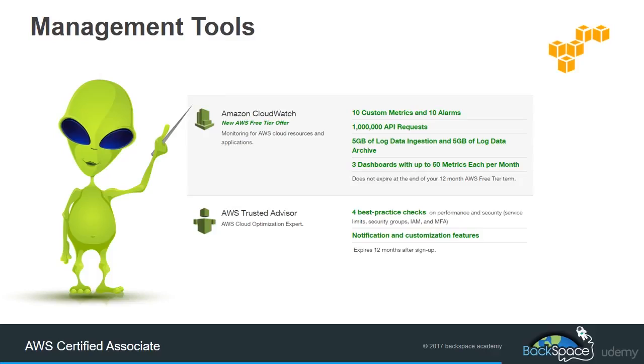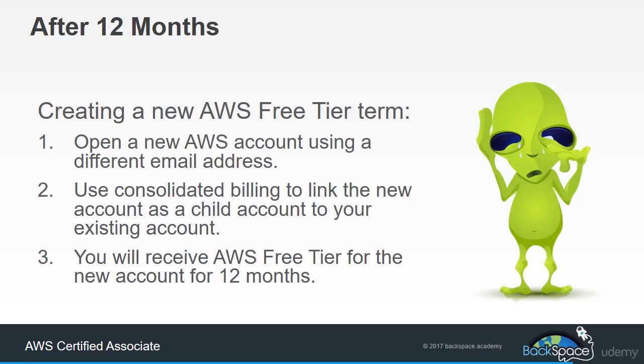The last one we look at there, among the management tools that we'll be using, is CloudWatch. Again, that has limits within which we have to operate, and that doesn't expire after the 12-month free term. But AWS Trusted Advisor will expire. The free offer there of 4 best practice checks will expire after the 12-month period is up. So if you want to use Trusted Advisor, make sure you do that within the first 12 months of signing up.